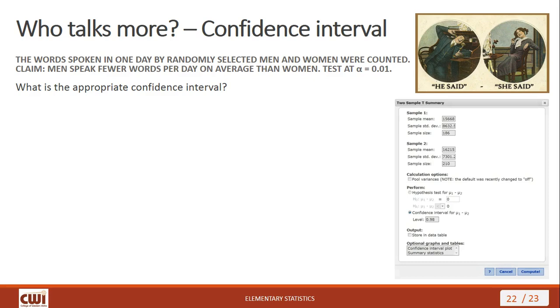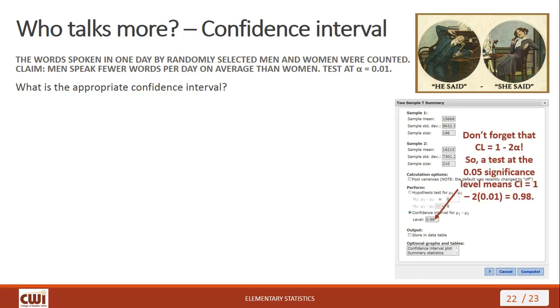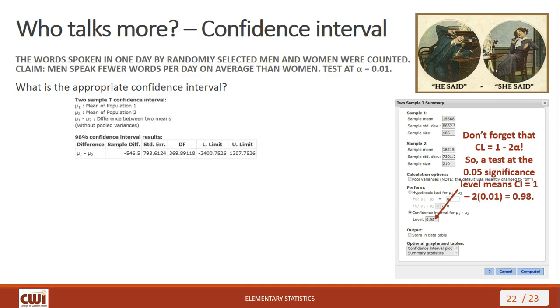So when you get to your options window, you want to make sure that you take 1 minus 2 alpha for your confidence level. Why 1 minus 2 alpha? Well, as we learned in the last lecture, it's 2 alpha because we have 2 populations for our confidence interval, and not just 1. Therefore, the confidence level is 1 minus 2 alpha. So in this case, we would put 98% and not 99.